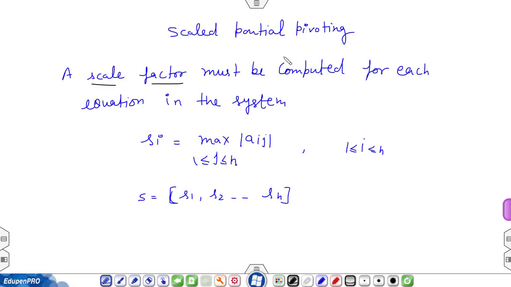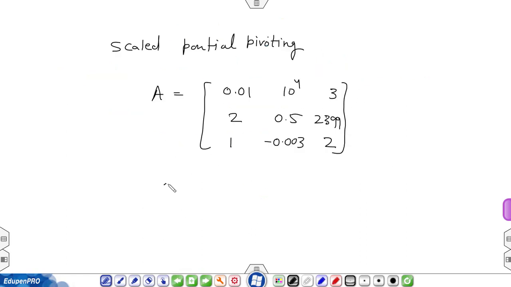So what is scaled partial pivoting? In this case, we define a scale factor that can be computed for the given system of linear equations, like Si. Si is associated with the rows 1 to n. Si equals the maximum of mod of Aij. That means if we go back, we find S1, the maximum element in the first row of matrix A, which is 10 to the 4. This is your S1. What is S2?